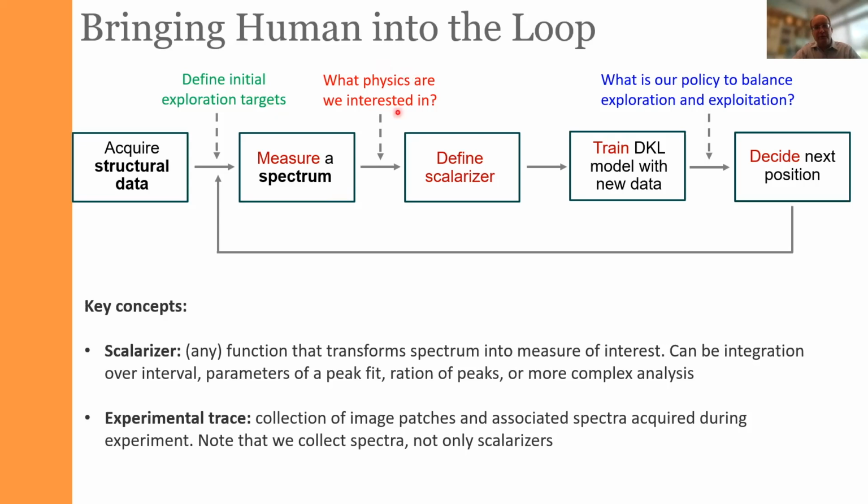So what we can do is we can either switch between the different scalarizers, or if the scalarizer has certain controls, for example, the width of the spectral peak over which we integrate, we can actually tune those as well. And then we get to intervene on the policies to balance exploration and exploitation. So we can make it more greedy or less greedy.